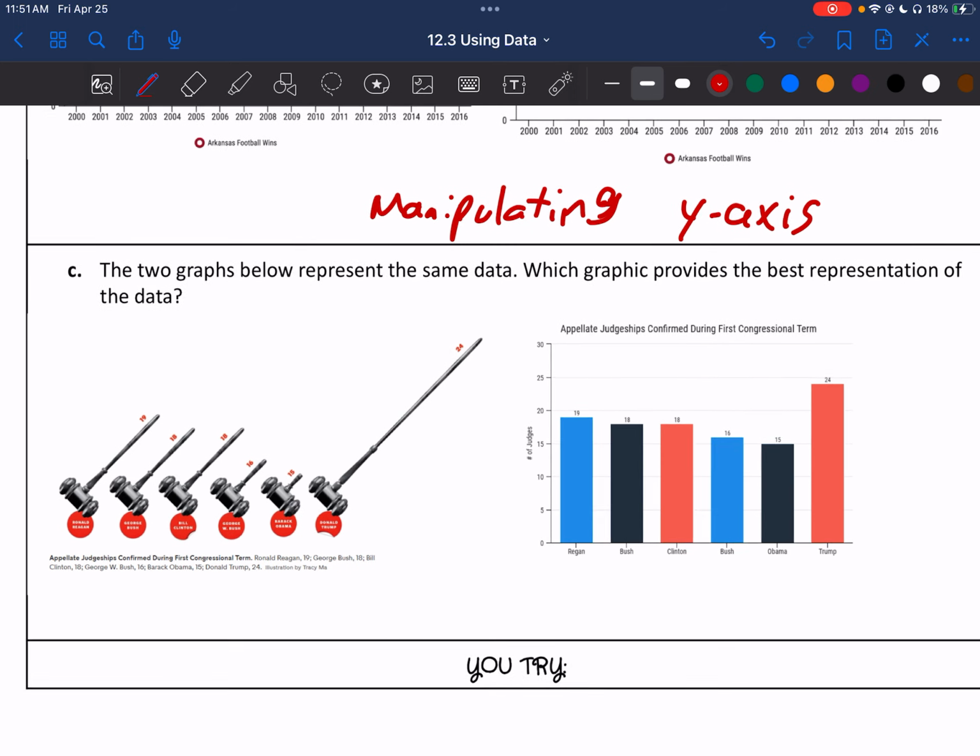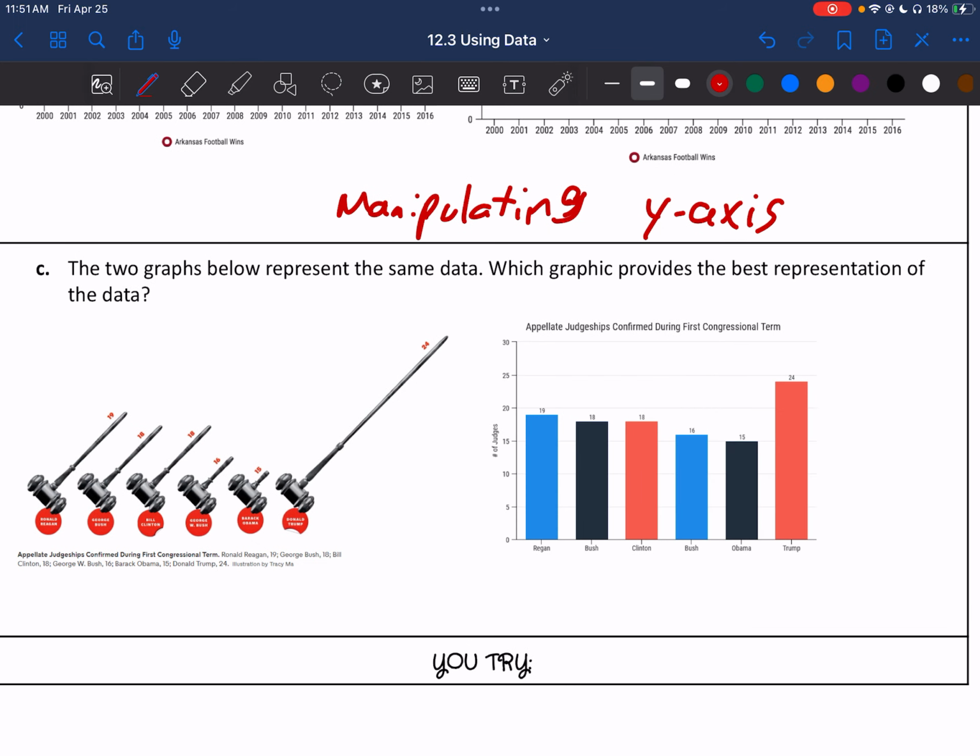So letter C, what do we got? We got two graphs below representing the same data. Which graph presents the best representation of the data? Both are showing us appellate judgeships, so judges to the appellate courts confirmed during the first congressional term of the last 6 presidents of the United States.